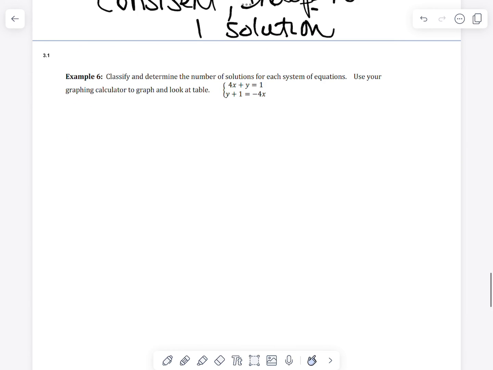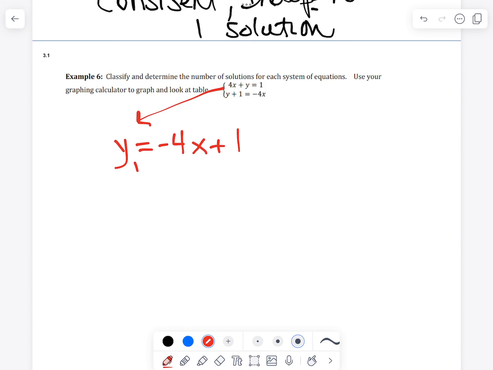All right, another example here. Same thing. We would take and change that equation to slope-intercept form. So I'm going to go ahead and just do that. So y equals -4x plus 1. And then this equation here in slope-intercept form is y equals -4x minus 1.